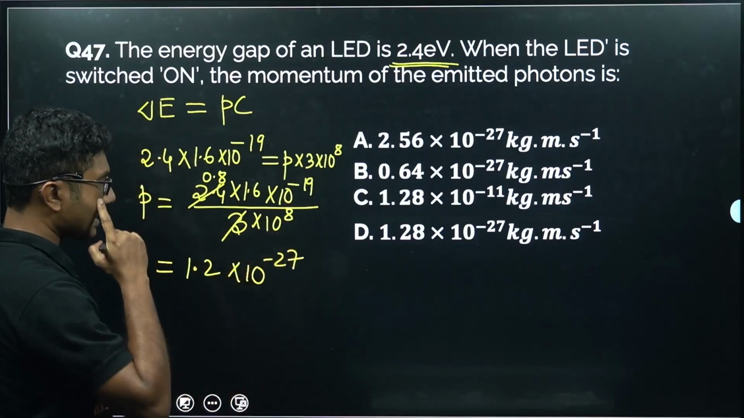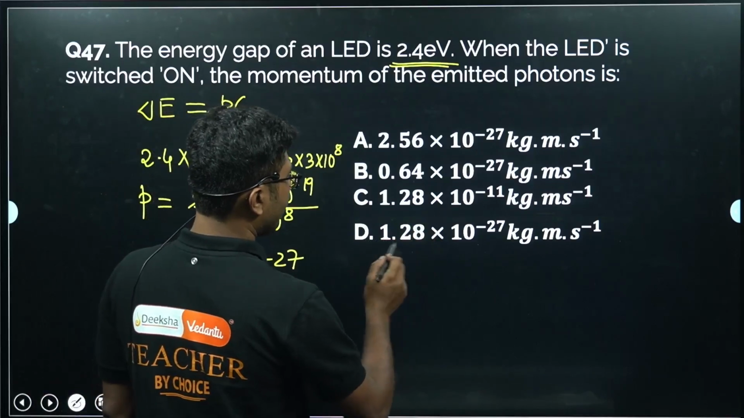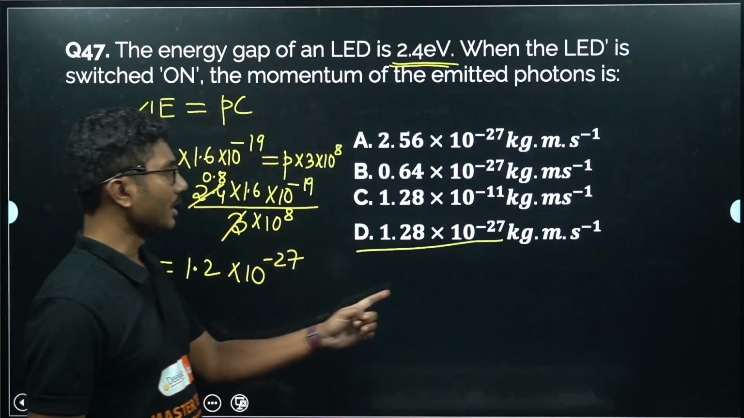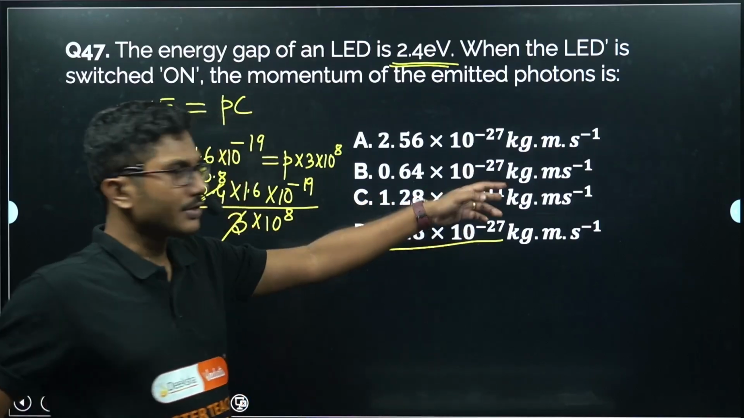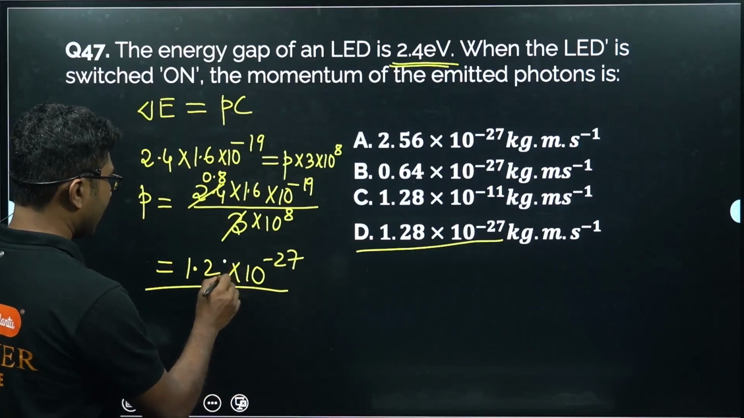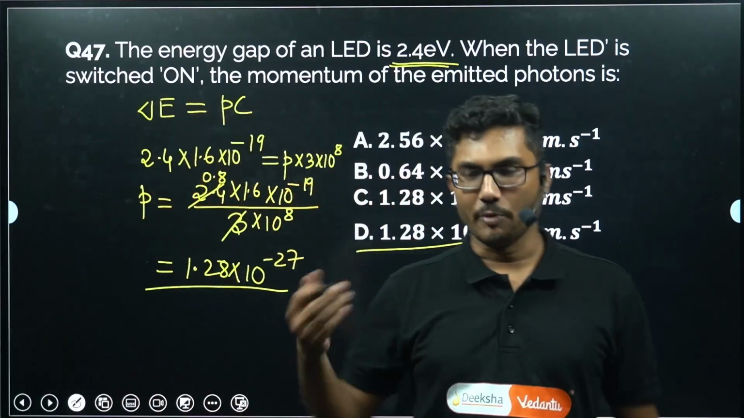So which one is the correct answer? The closest answer is 1.28 times 10 to the power of minus 27. So the power of 10 is matching only in this case, okay, and the value is matching in this case, but the power of 10 is far less. So 10 to the power of minus 27, 1.28, you can calculate it. It will be coming out to be 1.2 point something.